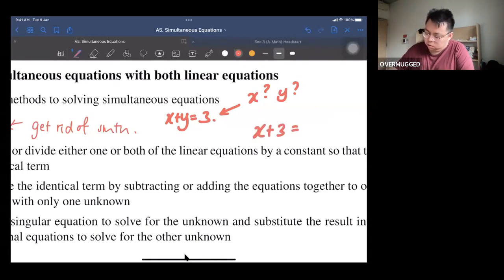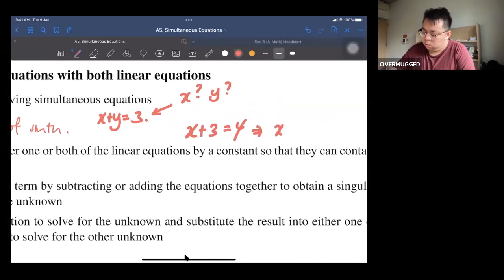x plus 3 equals 4. Like this, very obvious, the answer is 1. Because when you have one unknown in the equation, you can guarantee solve. When you have more than that, you cannot solve.